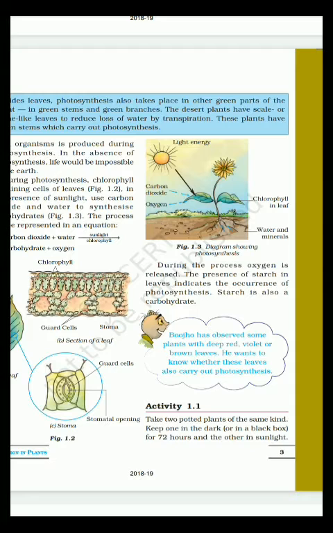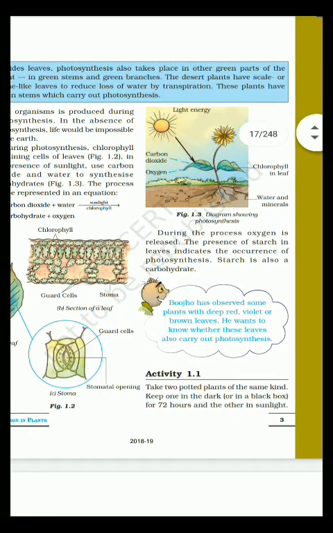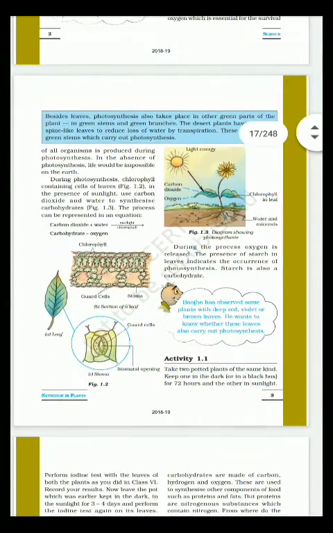In the diagram, you can see the plant, the chlorophyll in the leaf, light energy from the sun, water and minerals in the soil. In this process, carbon dioxide is absorbed by the plant and oxygen is released from the plant. During the process, oxygen is released. The presence of starch in leaves indicates the occurrence of photosynthesis. Starch is also a carbohydrate.